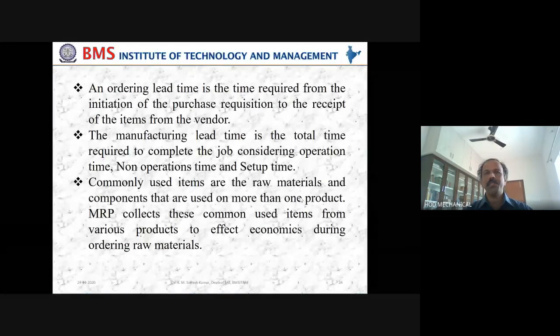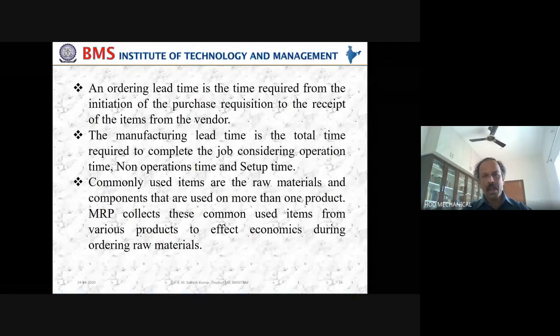Okay, basically manufacturing lead time is the total time required to complete the job, considering operation time, non-operation time, and setup time. So you know that MLT consists of the working time, non-working time, and the time required for you to adjust the machine. These two are very, very important. Based upon these two, you are going to plan your raw material and the time required for you to supply the final product.